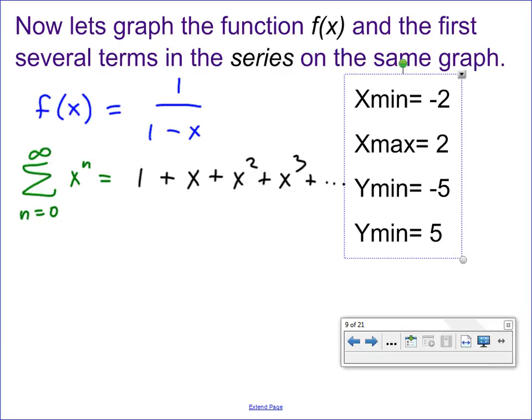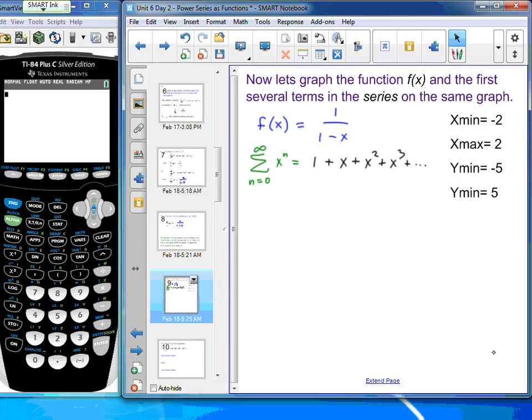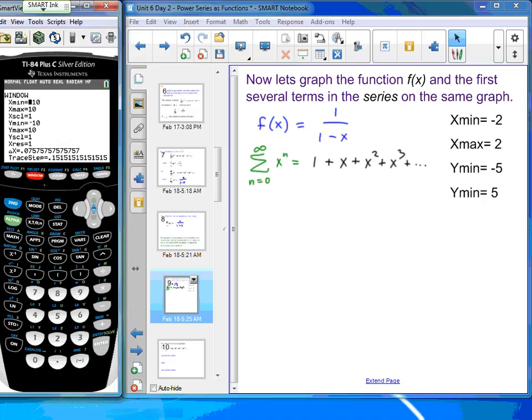So everybody, let's go ahead and set our window to -2 to 2, and we'll go -5 to 5. And we'll let our function f of x be 1 over quantity 1 minus x. Watch that you use the parentheses. First I'm just going to do a quick graph of that so that we see if this window is going to work. -2 to 2 and -5 to 5.